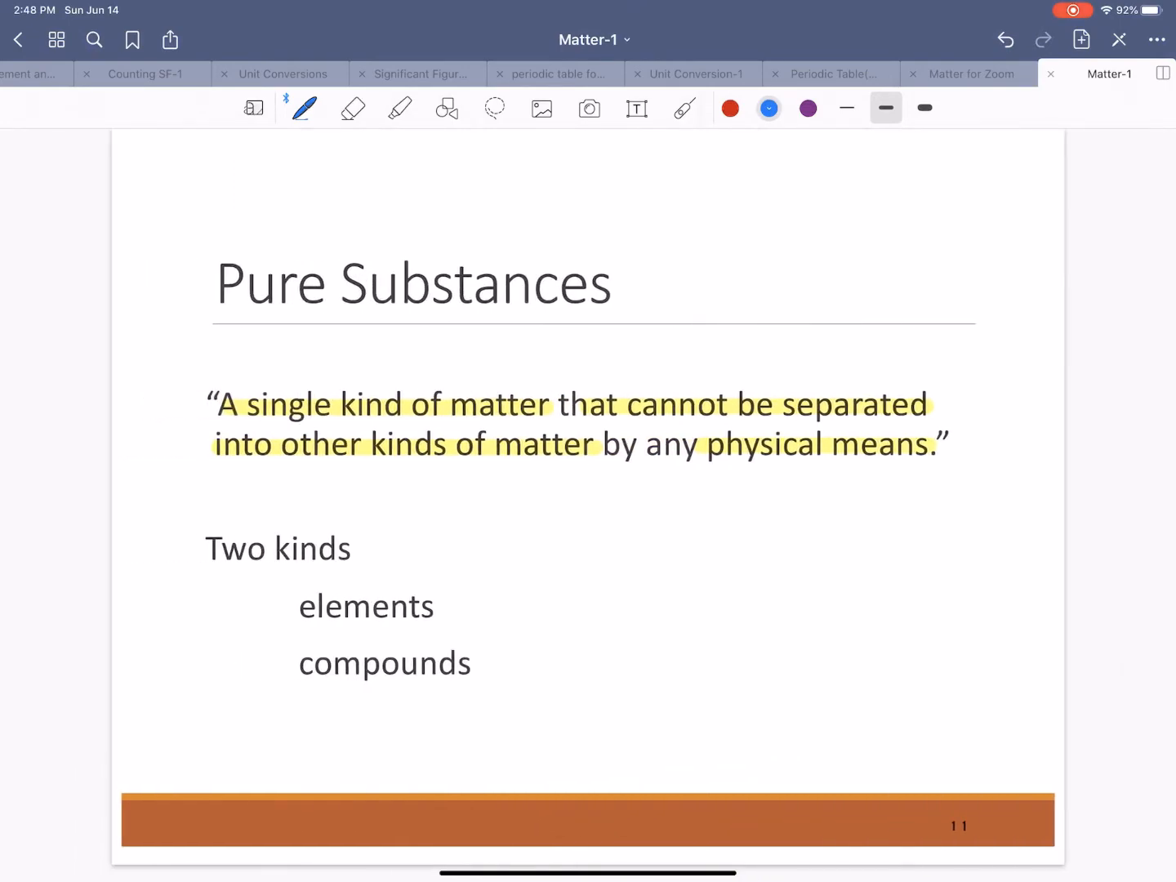So that mixture, by contrast, is not pure. How do I know that? Because it is being separated. And the physical means here is that a magnet is acting on a property of iron, which is that it's ferromagnetic.